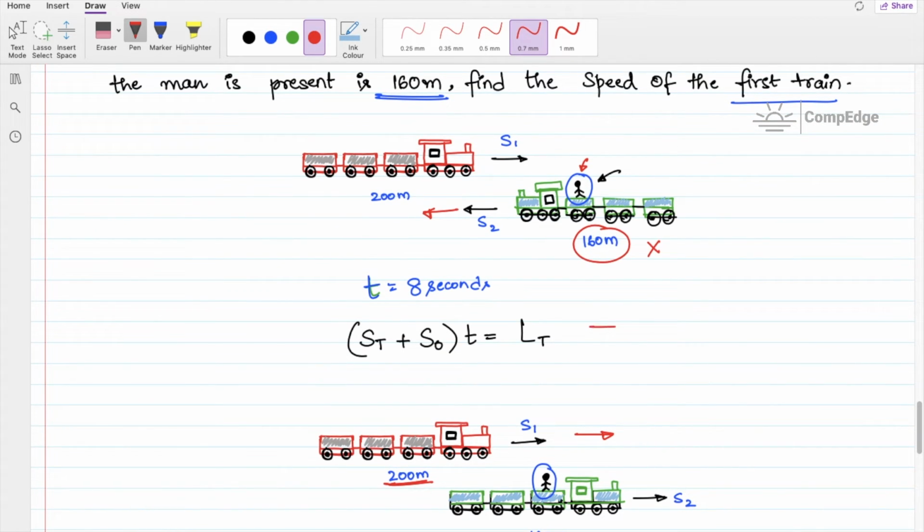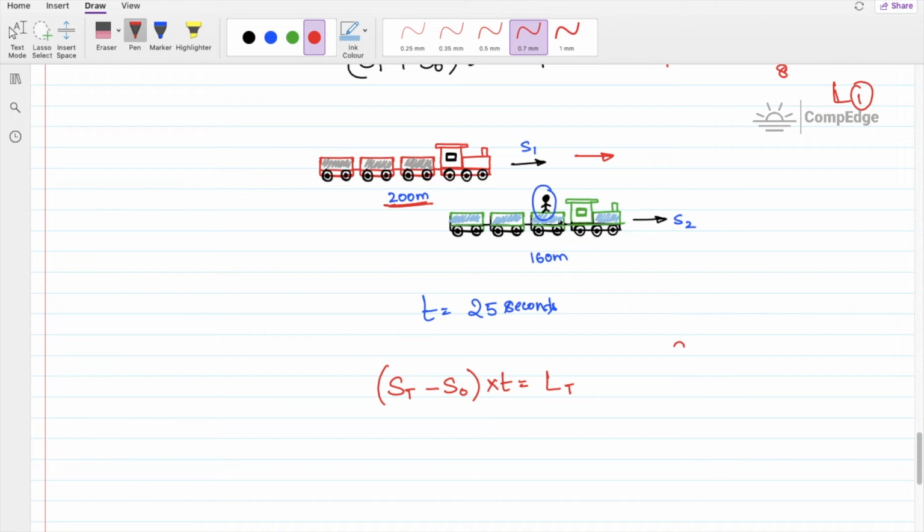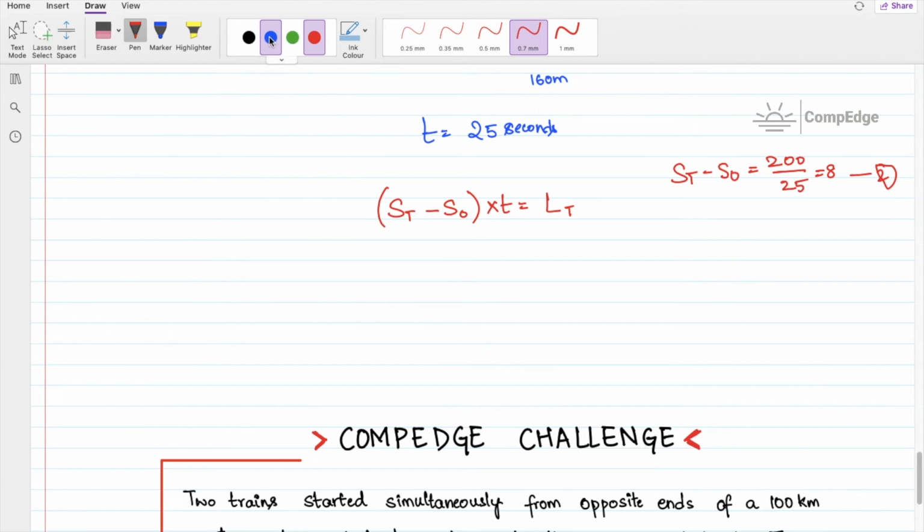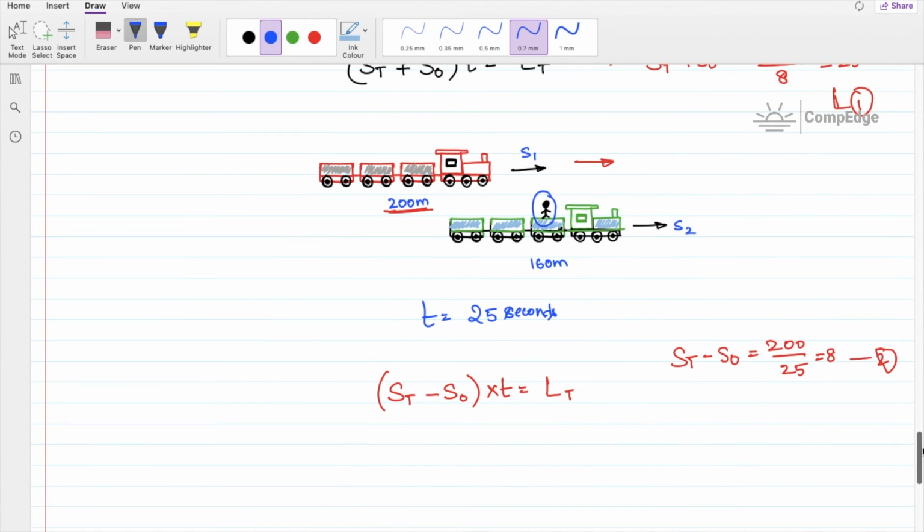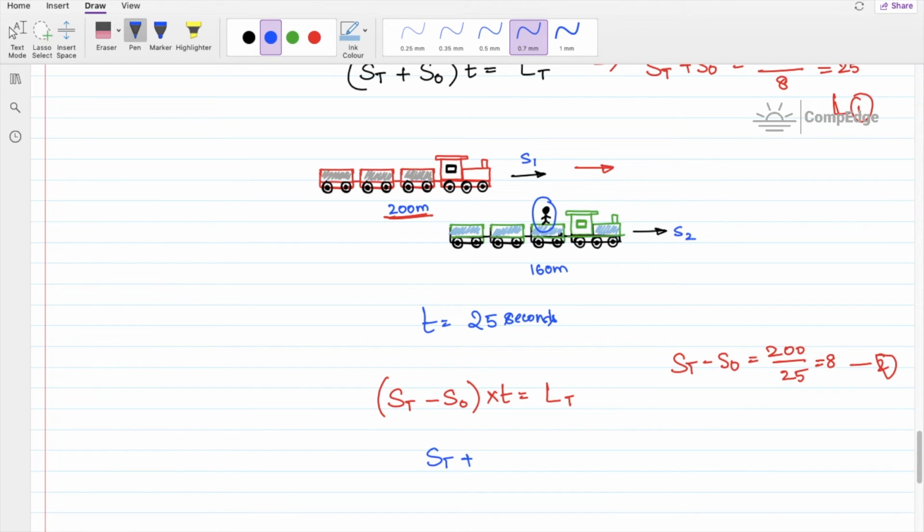So from here we can clearly write st plus so is equal to the length of the train, 200 meters, divided by 8. So you will get this as 25. This is our equation number 1. Now from here we can clearly write st minus so is equal to 200 divided by 25. This is nothing but 8. This is our equation number 2. So from the first and second equations, st plus so is equal to 25 and st minus so is equal to 8.